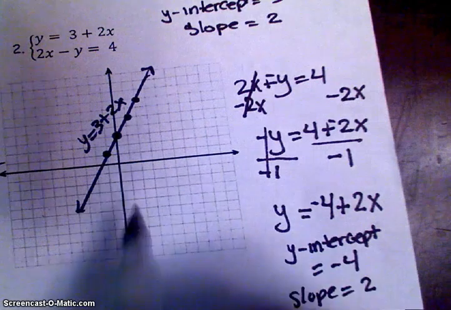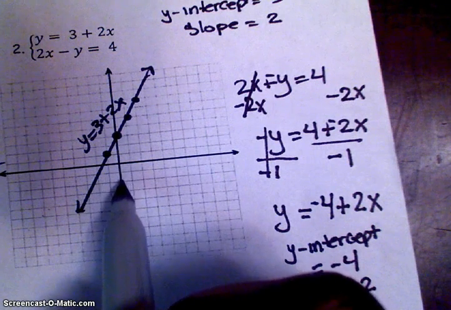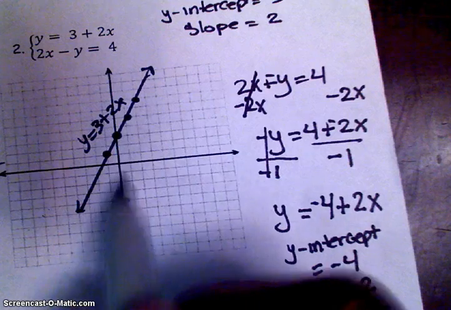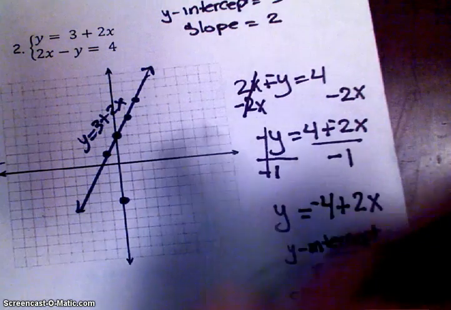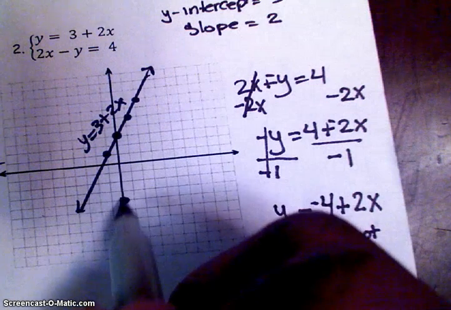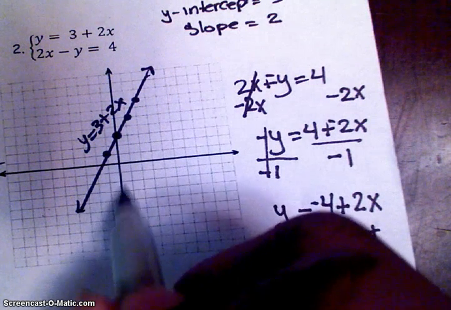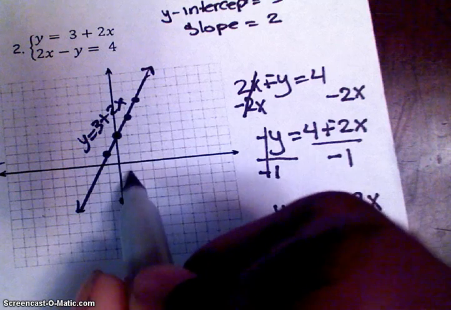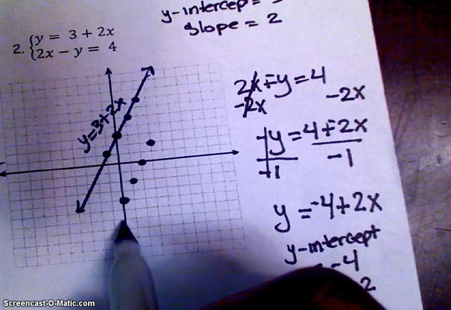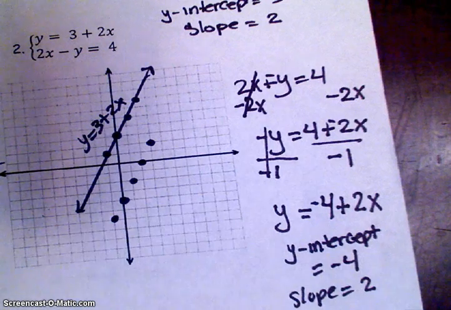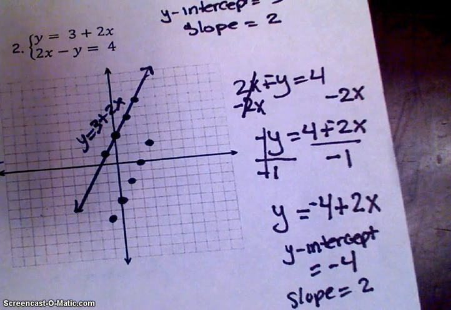So I'm going to plot my y-intercept. 1, 2, 3, 4, going down: 0, negative 4. And then I'm going to use my slope of 2 to find other points. I'm going to go up 1, 2 from my y-intercept, over 1, up 1, 2, over 1, up 1, 2, over 1. I'm going to go down 2, over 1. I have enough points to plot it.